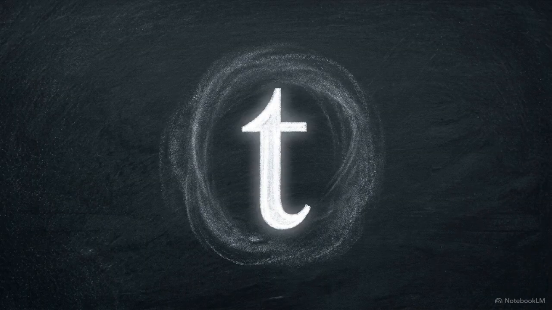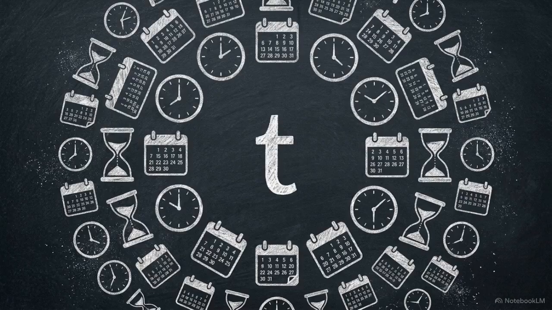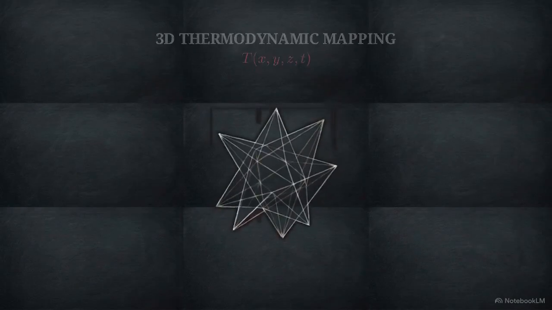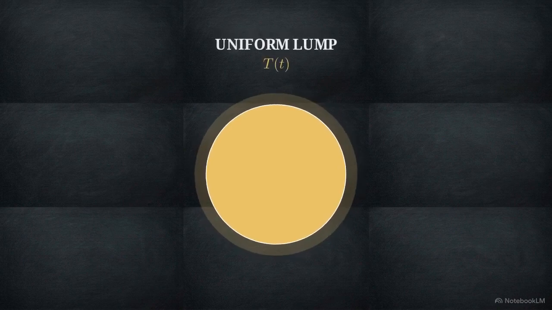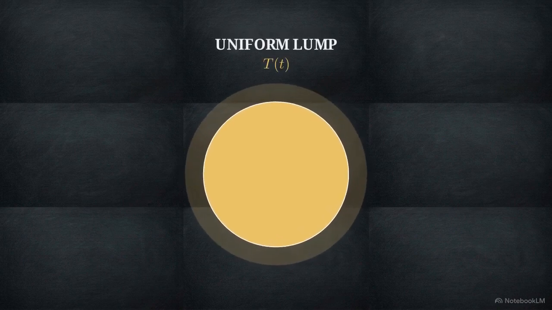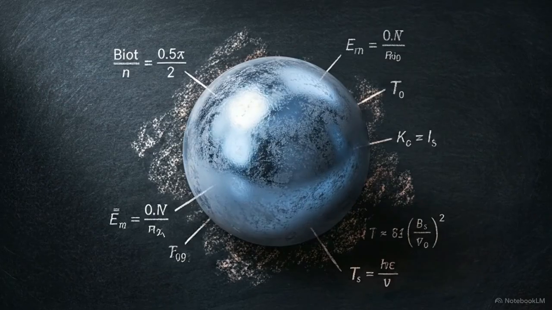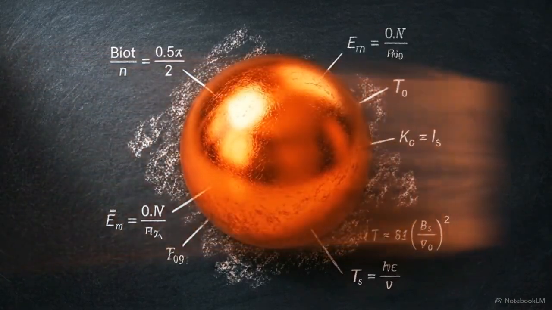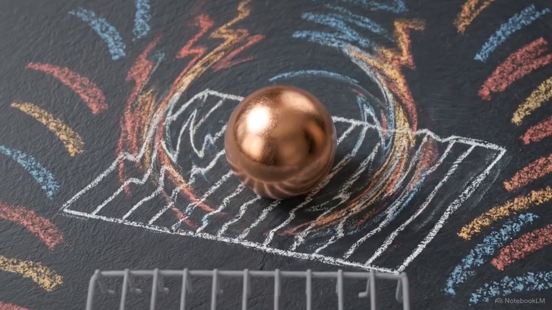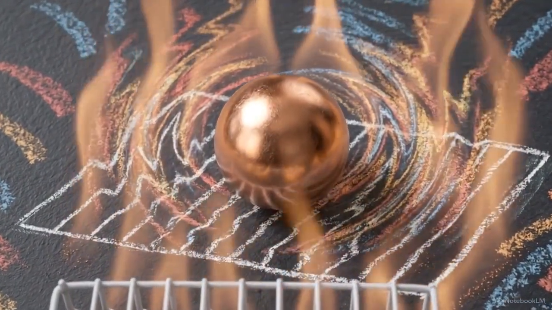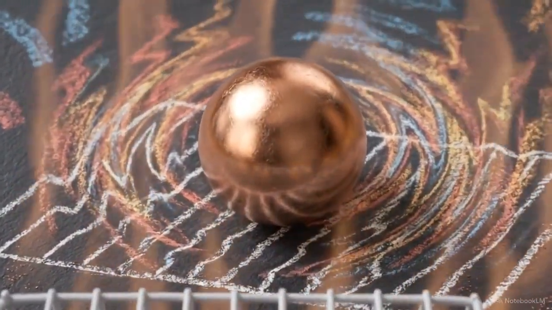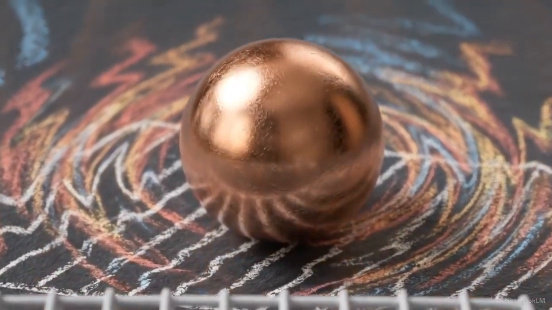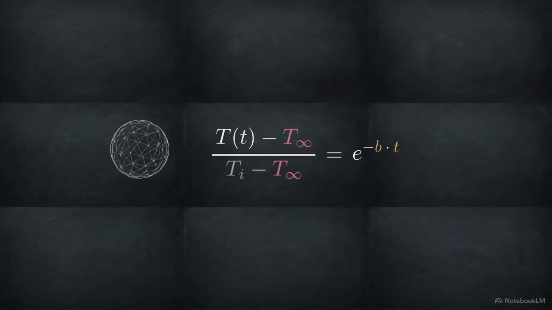Finally, the letter T in the exponent acts as your time input. You can plug in any future minute or hour you want. By treating the object as one uniform lump, we skip the exhausting 3D thermodynamic mapping. This recipe lets you calculate the exact state of the object at any point in the future in a matter of seconds. Look at this copper ball sitting in a 200-degree oven. Our goal is to predict its core temperature exactly 3 minutes from now. Watch what happens as we feed our known variables into the equation.